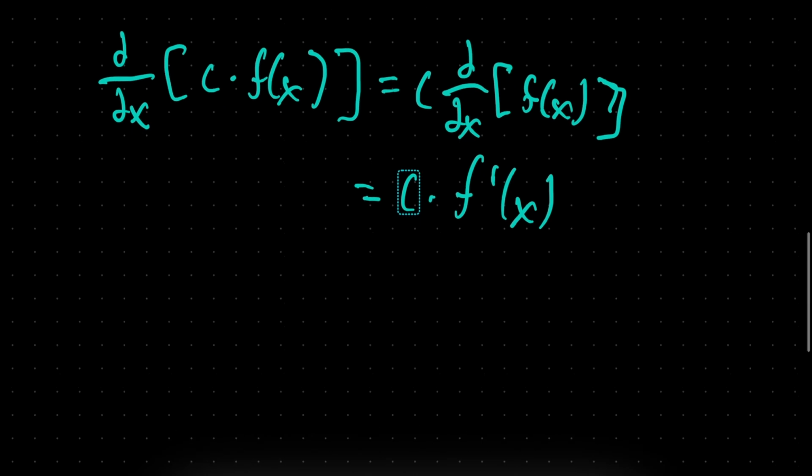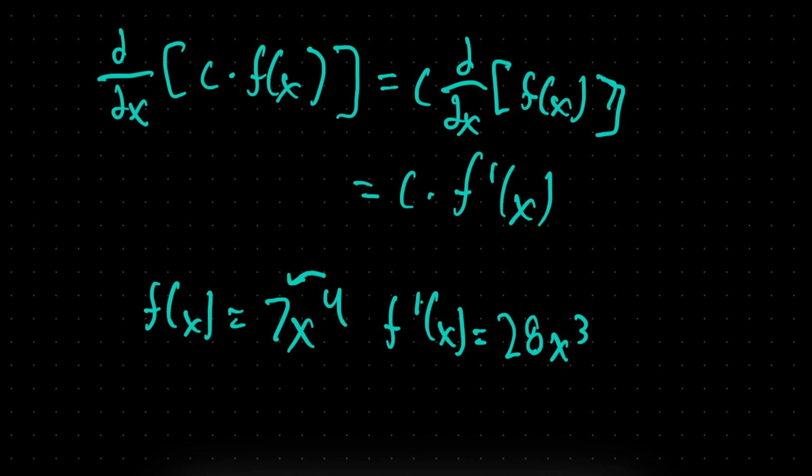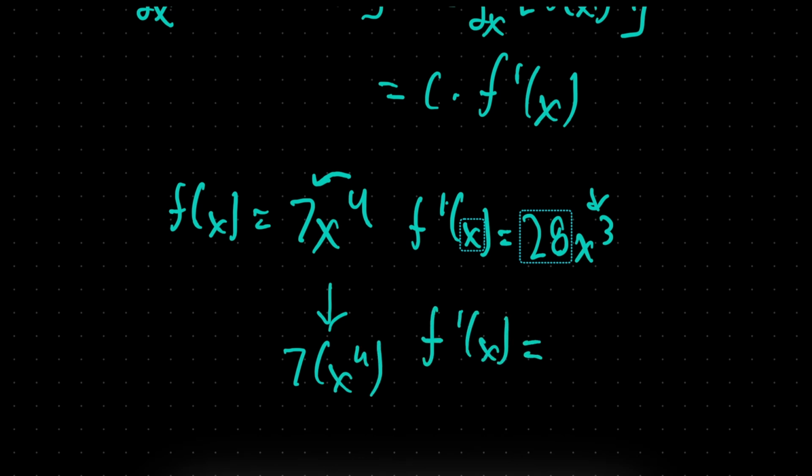Let's show an example here. Let's do f of x is equal to 7x to the 4th. If we were to take the derivative of this, f prime of x would just be 28x cubed, right? Because this is being brought down. 7 times 4 is 28. And 4 minus 1 is going to give us 3, right? But you could also see this as 7 times x to the 4th. And this, in turn, would be 7 times 4x cubed, which could also be 28x cubed.